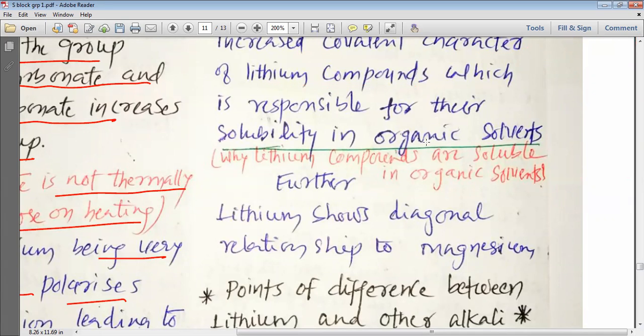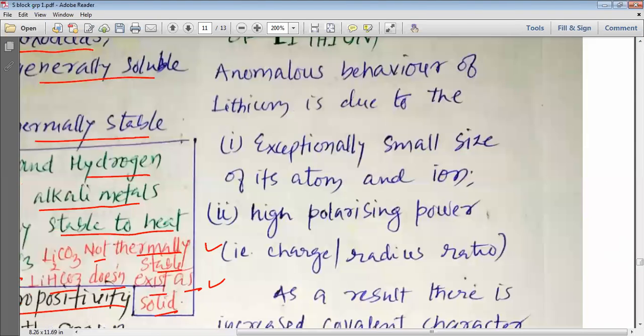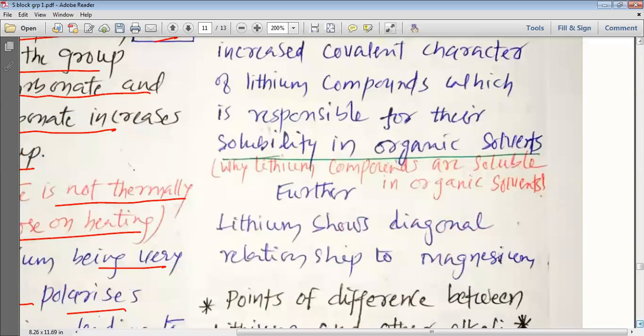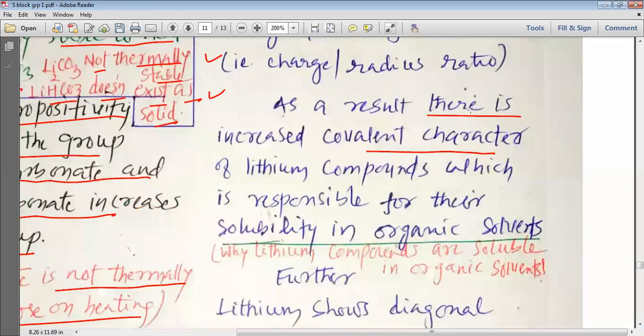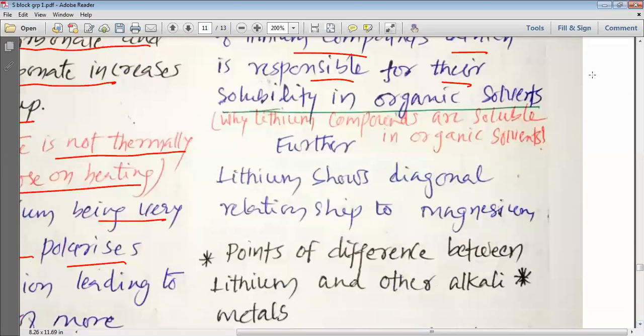So that is why, as these lithium compounds are generally covalent in nature, there is an increased covalent character in lithium compounds, which is responsible for their solubility in organic solvents. So these lithium compounds are soluble in organic solvents.